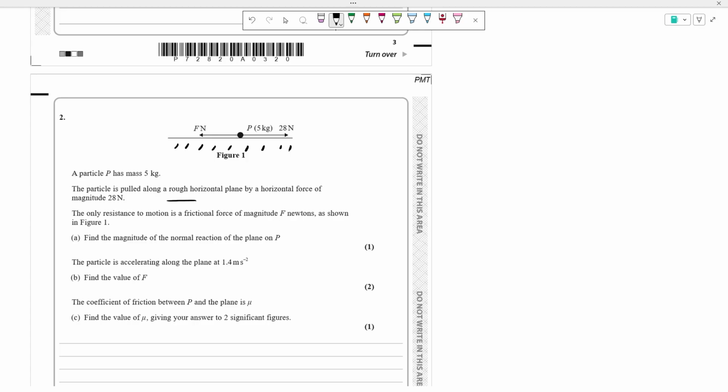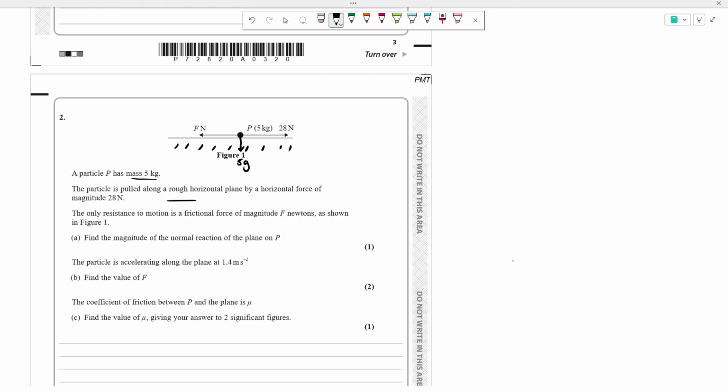So this is rough, and we also have a mass of 5 kilograms. I'm also just going to annotate the downwards force, which is going to be 5g. Cool. The only resistance to motion is a frictional force going left, this F, as shown in figure 1. Find the magnitude of the normal reaction of the plane on P.